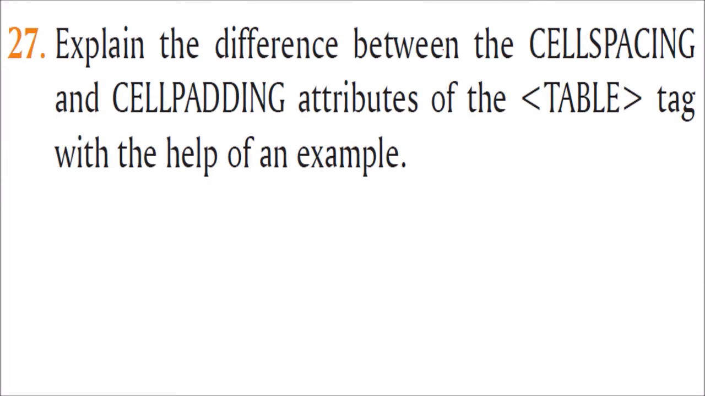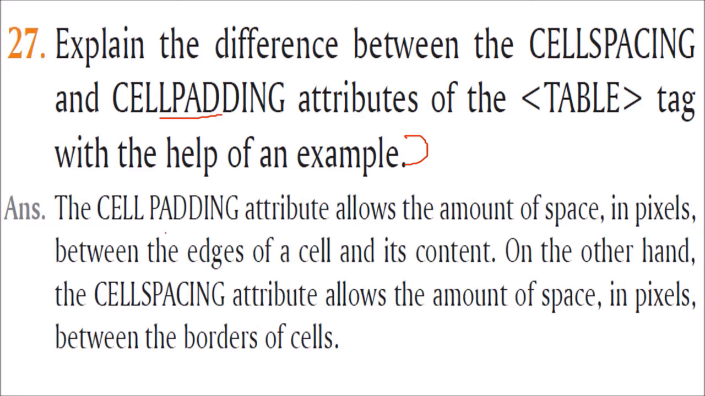Explain the difference between cell spacing and cell padding attributes of the table tag with the help of an example. So we have already seen it, just giving a brief idea again. The cell padding attribute allows the amount of space in pixels between the edges of the cell and the content, which is here. While the cell spacing attribute allows the amount of space in pixels between the borders of the cells.